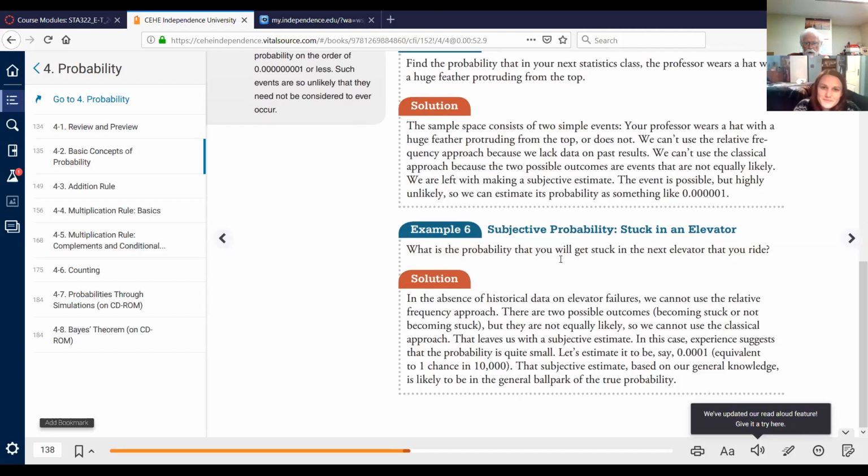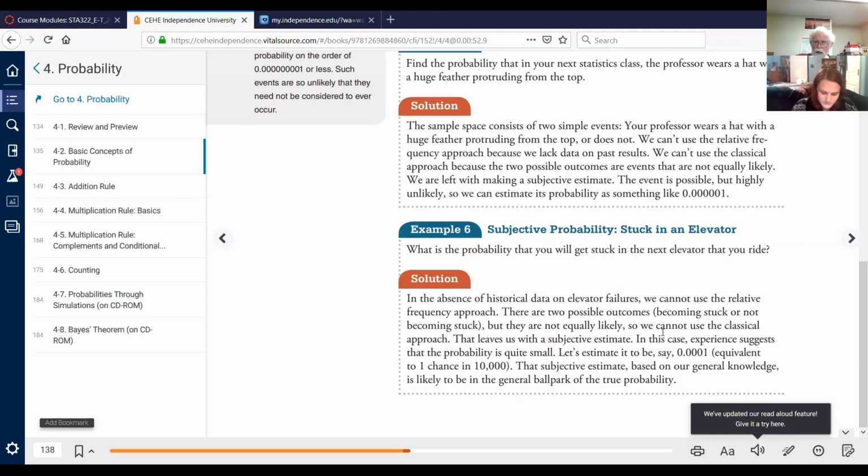So this last one here is the subjective. Remember, the subjective is when we really don't have a basis for estimating a probability. So it's the probability of being stuck in an elevator. There are 2 possible outcomes when you get on an elevator. You're either stuck or you're not.